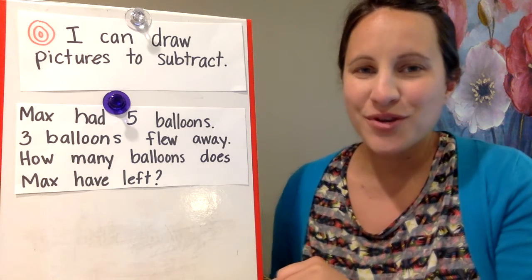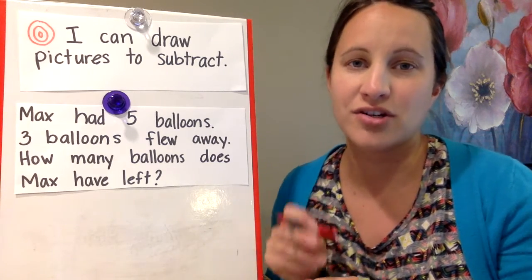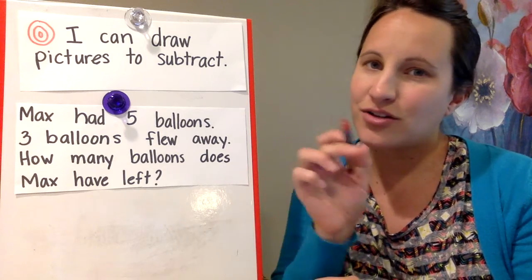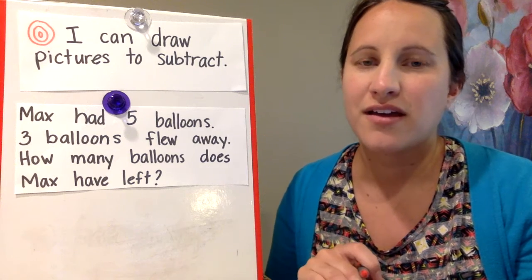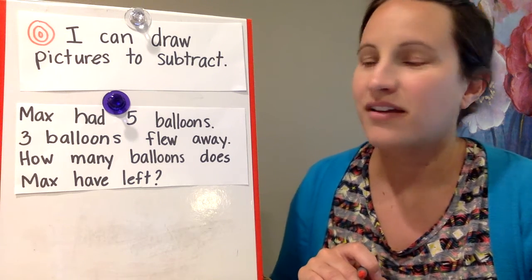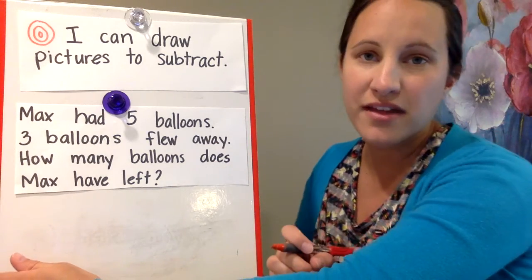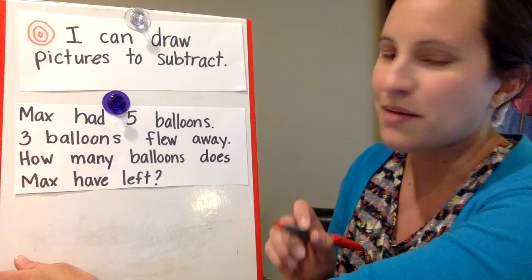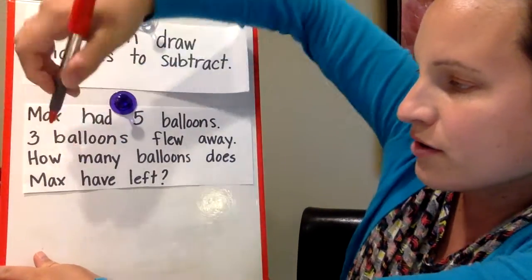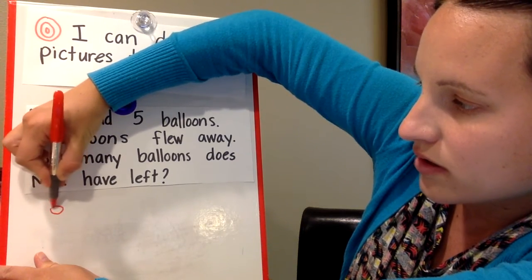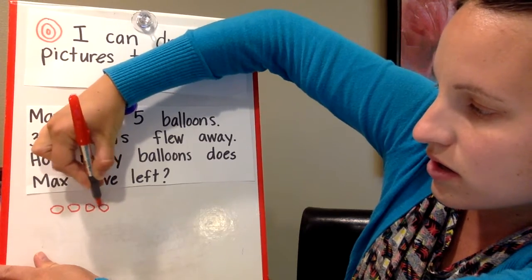So when we're using a picture, we know that it has to be a math picture, something really quick. So I'm not going to do my best balloon with a string. I'm going to think of a really quick something that I can draw to show how many. So Max started with 5 balloons. So I'm going to just use little circles for the balloons. Here I go. 1, 2, 3, 4, and 5.